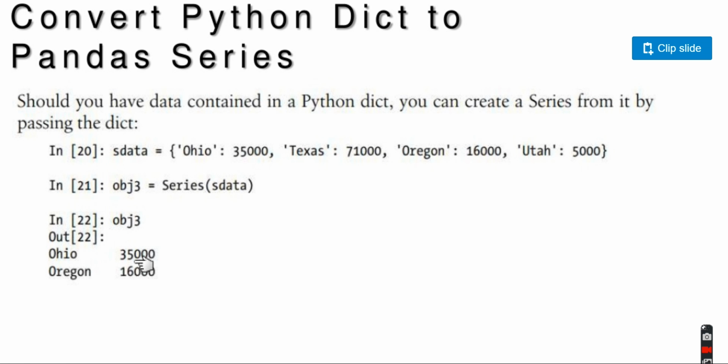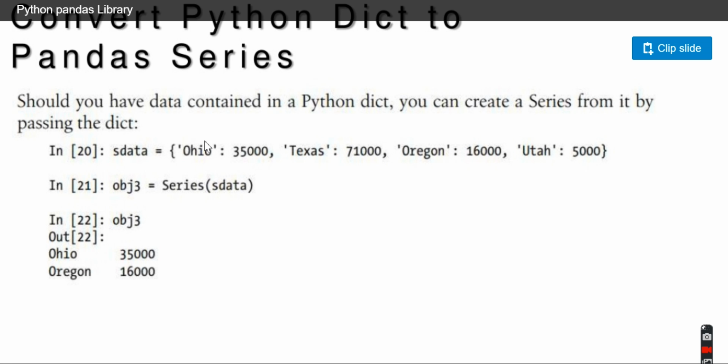The next one, convert a Python dictionary into a Pandas series. Last year you saw how to create a dictionary. A dictionary has a key and then a value, key and value. Similarly, you can have any number of keys and values. Now there are many keys and values given here, might be the population in Ohio, Texas, and so on.